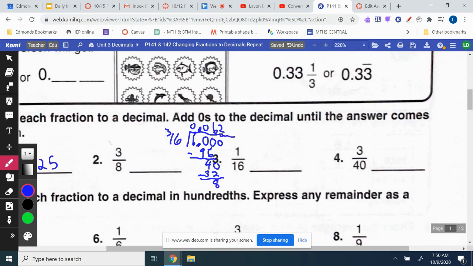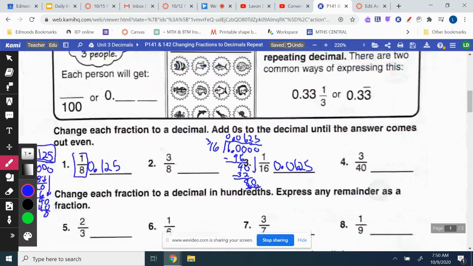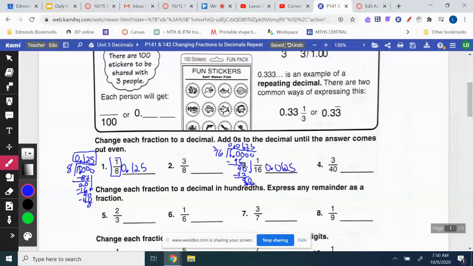Well, that's not there yet. So I'm going to add another 0, and I'm going to bring it down. 16 goes into 80 5 times. 5 times 6 is 30. Carry my 3. 5 times 1 plus 3 is 8. So I have 80. So my decimal for 1/16 is 0.0625. Messy, messy, messy. But you guys can do it. And if you get stuck, try a calculator just so you can see how we go from a fraction to a decimal.